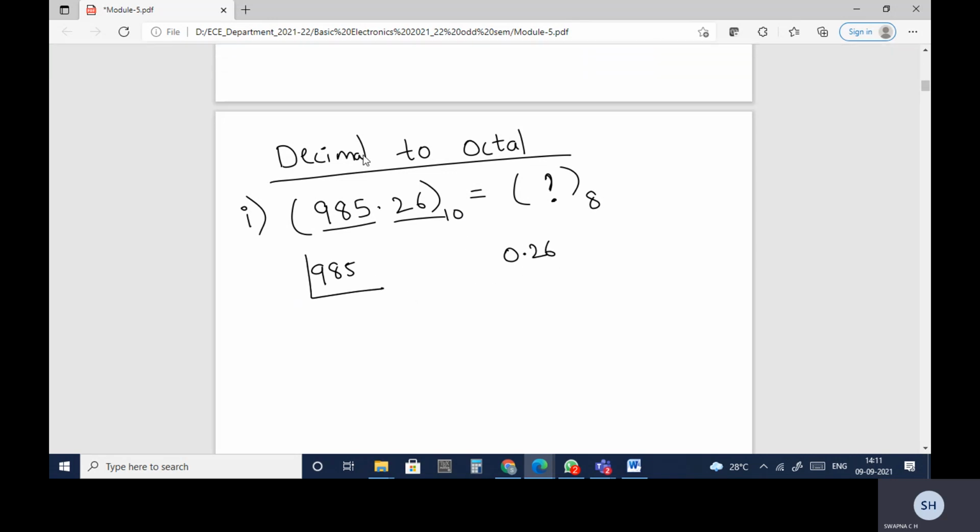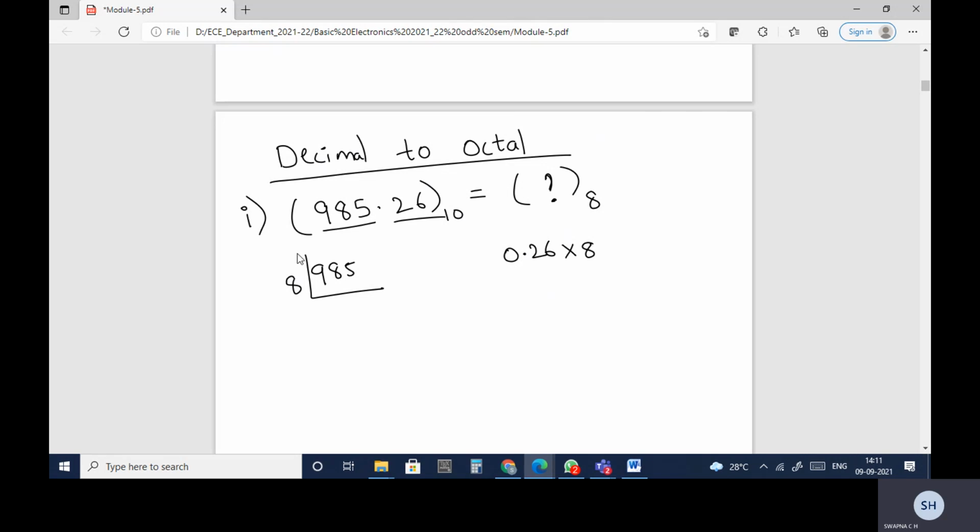system. In the previous case, decimal to binary, binary means base 2, so you were dividing by 2. But here you are converting from decimal to octal, so you need to divide by 8. And you also have the fractional part, so the fractional part should be multiplied by 8. That is how you need to do it.